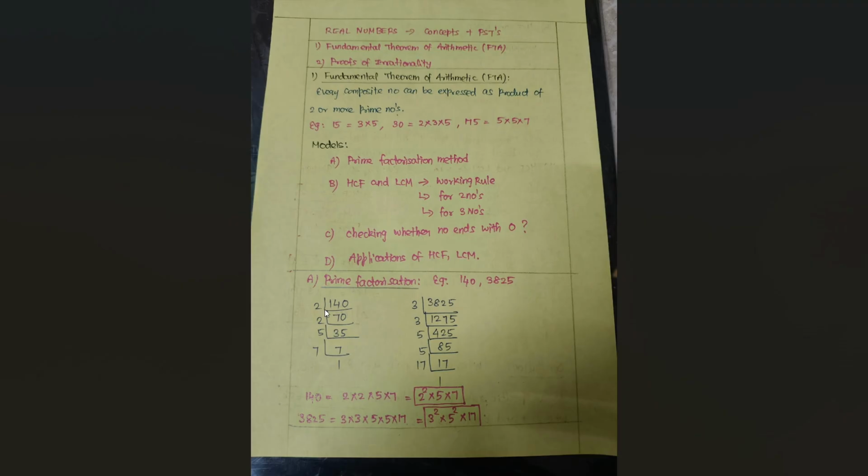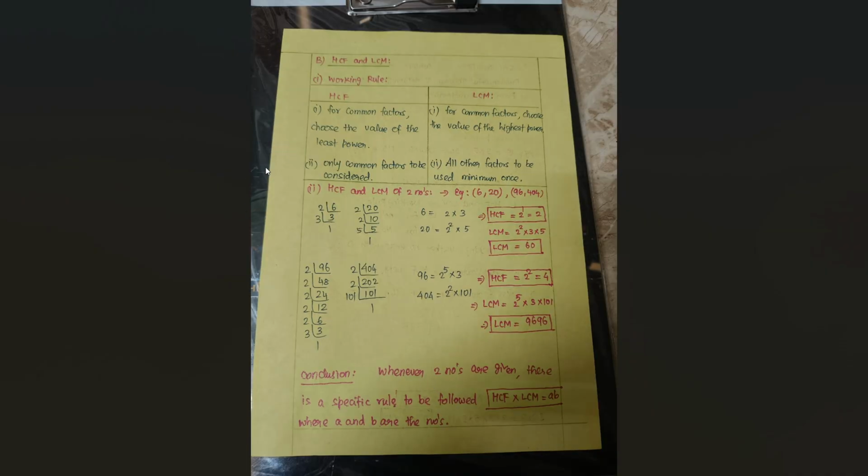So 140, you have to divide it by the first prime number. You have to check whether it is divisible by 2 or not. If it is divisible by 2, you proceed. 140 is divisible by 2, so you get 70, and 70 is again divisible by 2, you get 35. 35 is not divisible by 2 or 3, so you go for the next prime number, which is 5. Then 7, and then 7, and so on till 1 comes. So 140 can now be written as 2 into 2 into 5 into 7, so 2 square into 5 into 7. This is nothing but FTA. Similarly, 3825 can be done using prime factorization as 3 square into 5 square into 17.